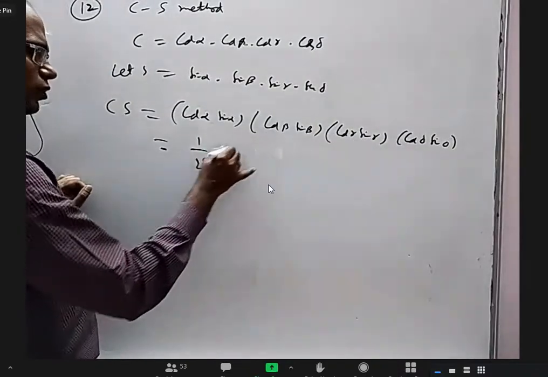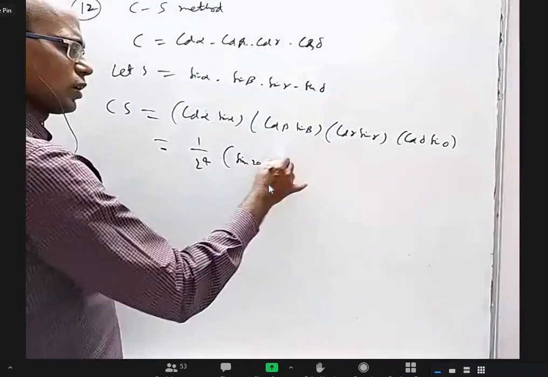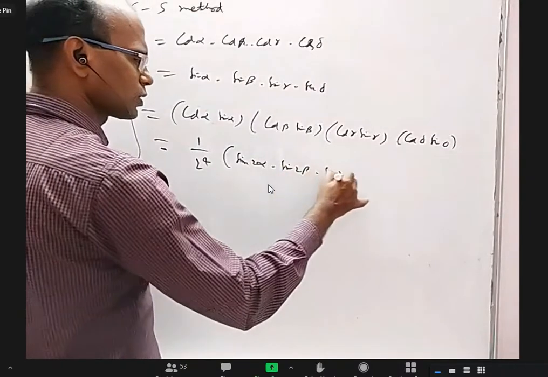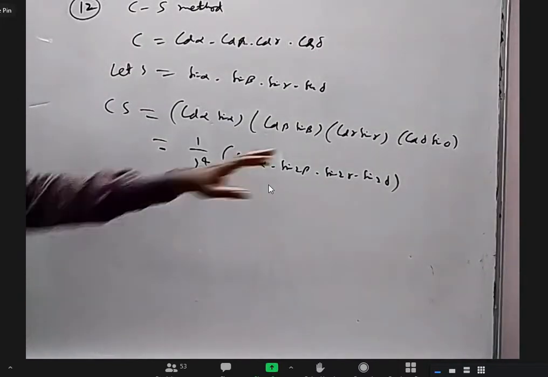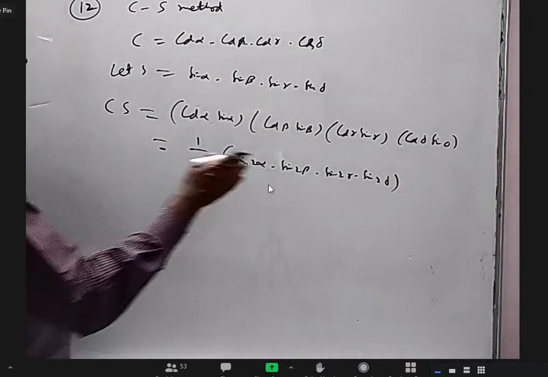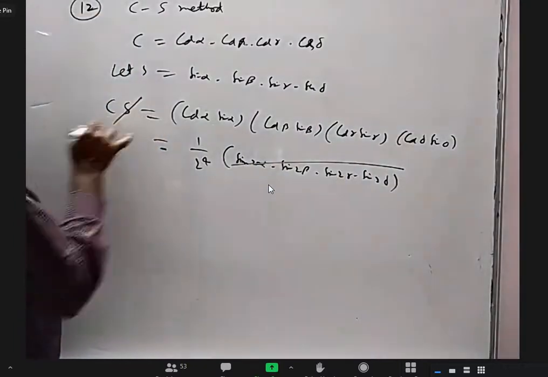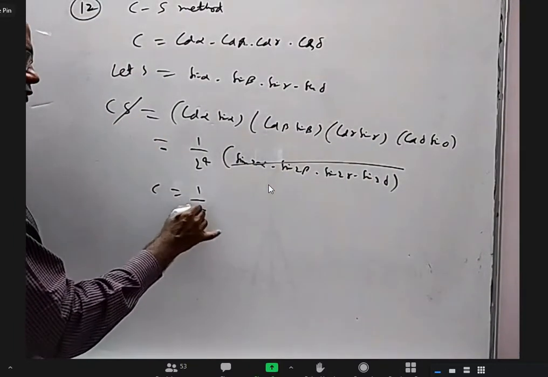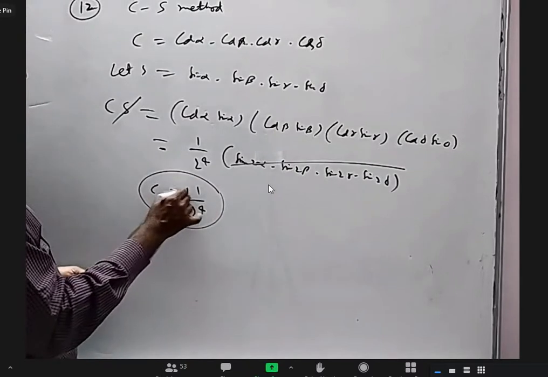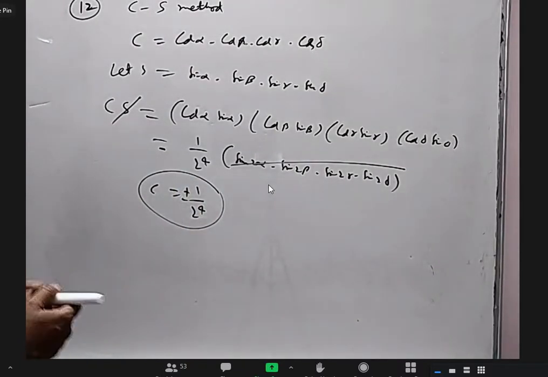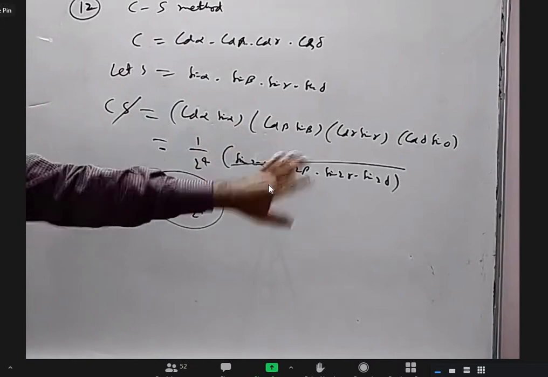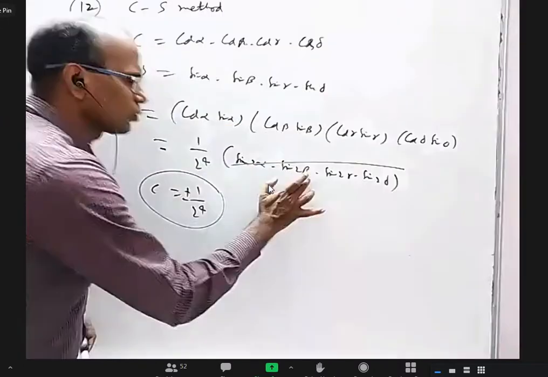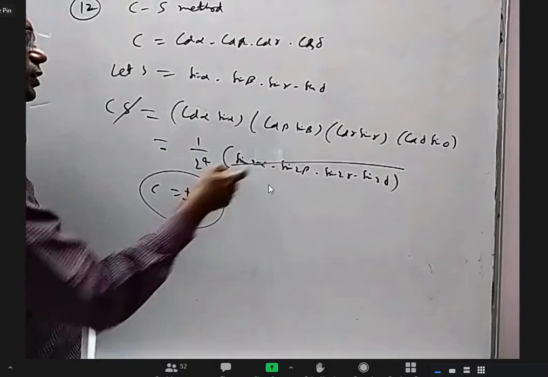You'll get 1 by 2 power 4 into sin 2 alpha into sin 2 beta into sin 2 gamma into sin 2 delta. This may not be directly S, but using some manipulation, you may be able to prove this and S are same. If you prove that, you will get C equal to 1 by 2 power 4. Sometimes you may get minus also, depending on the situation. My point is, in all questions, the CS method will not work. But if they give all cos, you take all sin, multiply and use the sin 2 theta formula. Somehow, if we can prove these things are equal to these things in some order or the other, we'll be able to cancel.